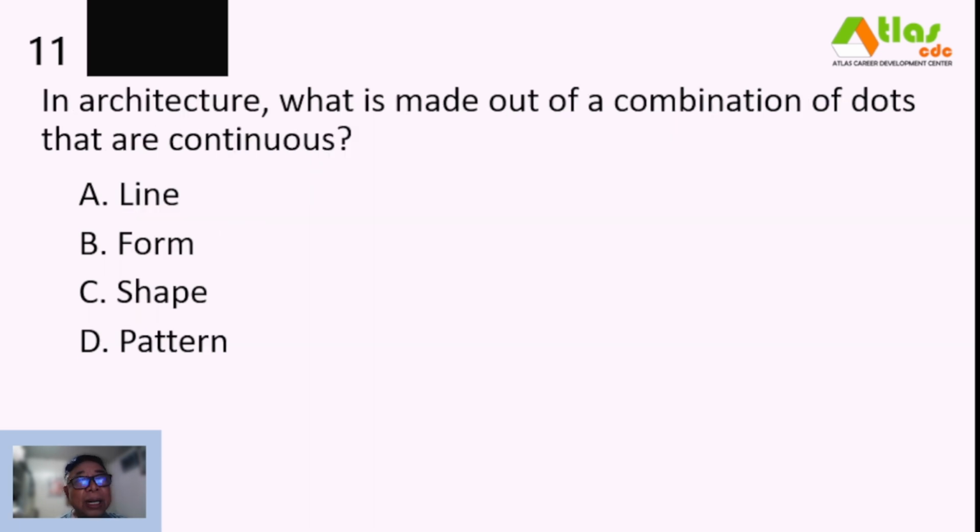Number 11. In architecture, what is made out of a combination of dots that are continuous? A. Line, B. Form, C. Shape, and D. Pattern.